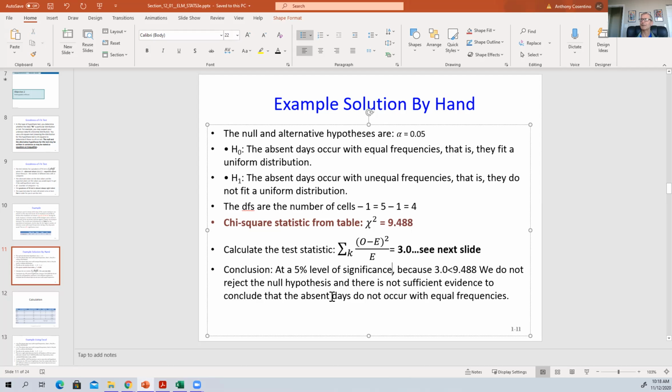And so here's the idea. Well, we got the chi-squared number from the table with the degrees of freedom and our 5% significance level. And since 3 is less than our 9.488, we want it to be greater than, we do not reject the null hypothesis, okay? And so if we don't reject the null hypothesis, that pretty much says that there's not significant evidence to conclude that the absences do not occur with equal frequency. So we don't know. That is basically what the test concludes.